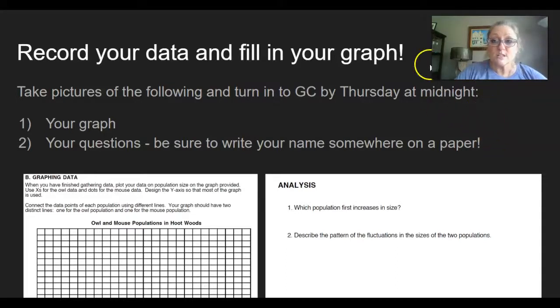So let me know if you have any questions. Pretty basic concept here, just a predator-prey relationship. Have fun with Hoot Woods.